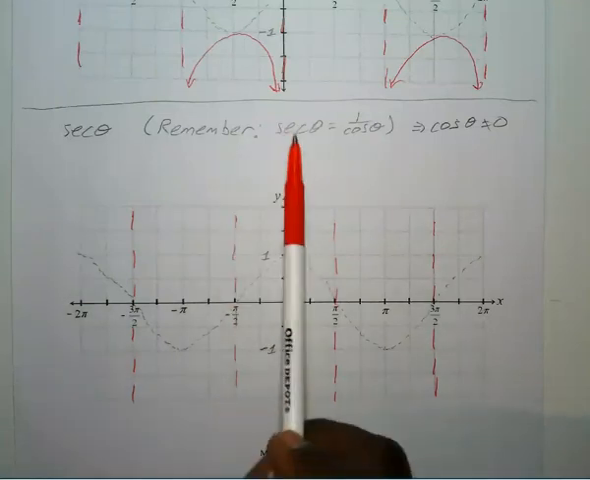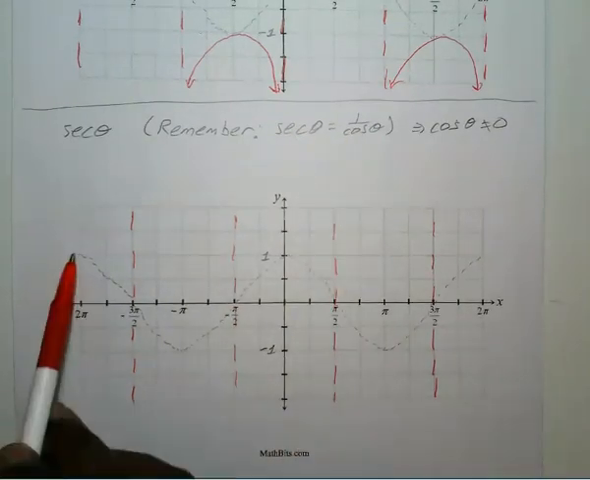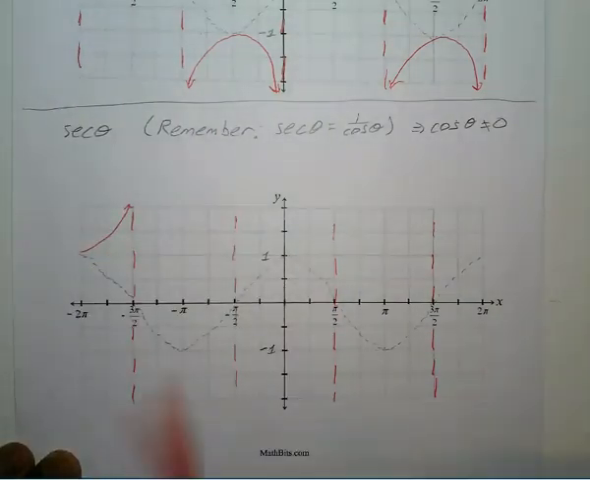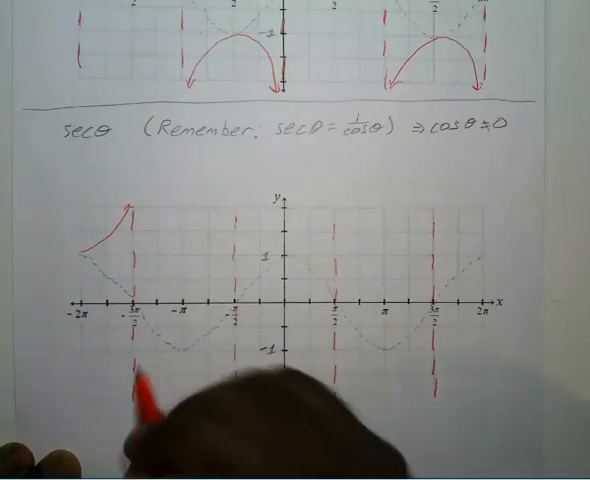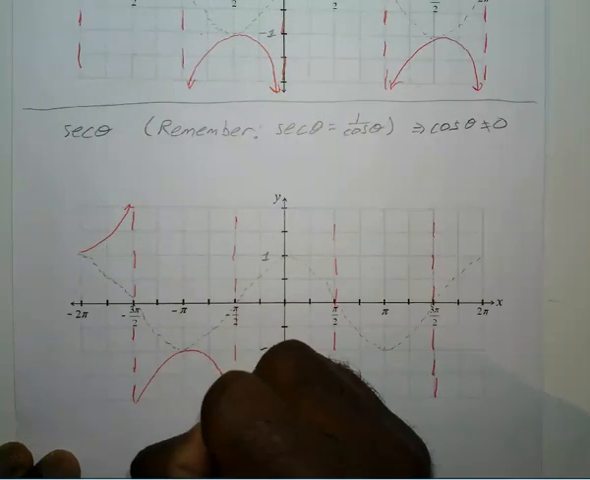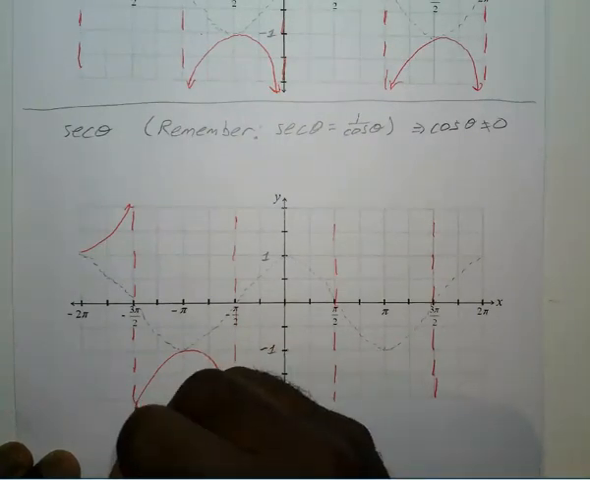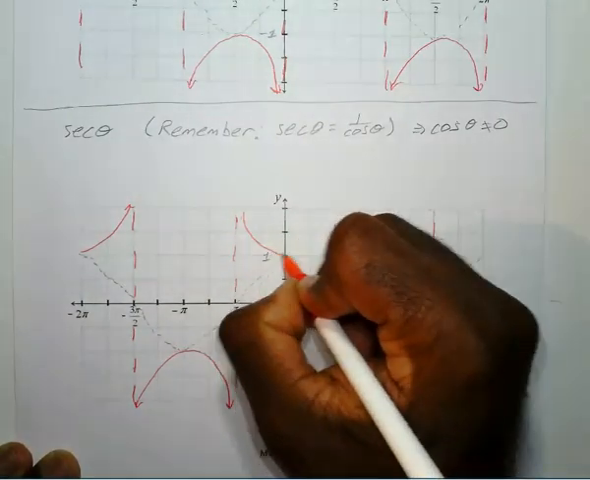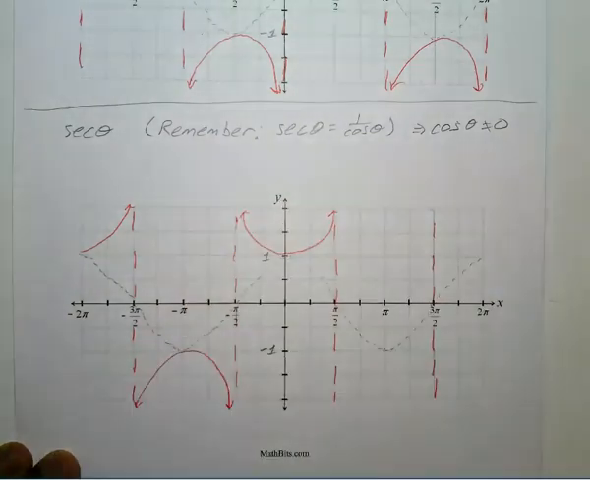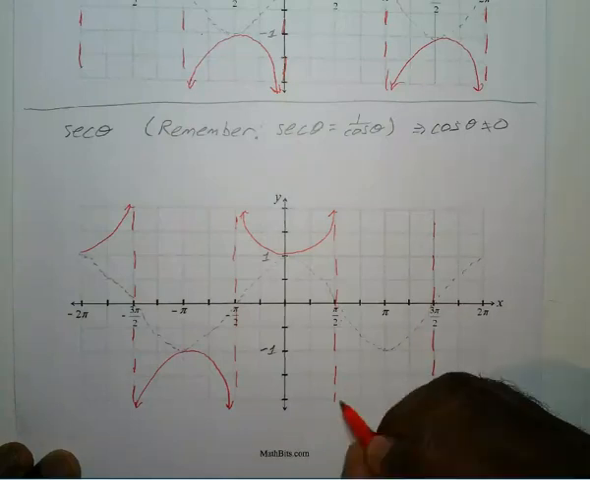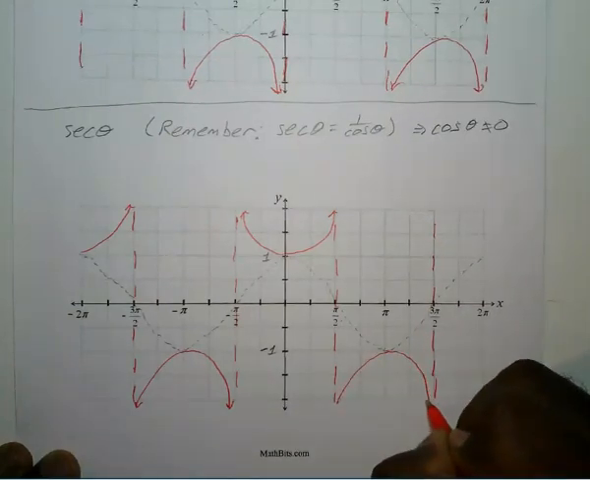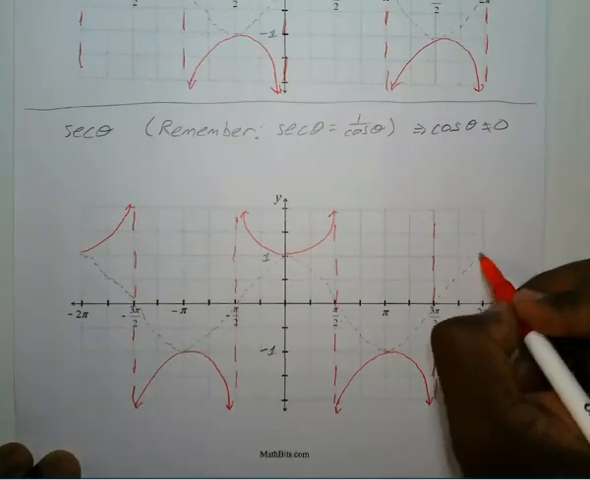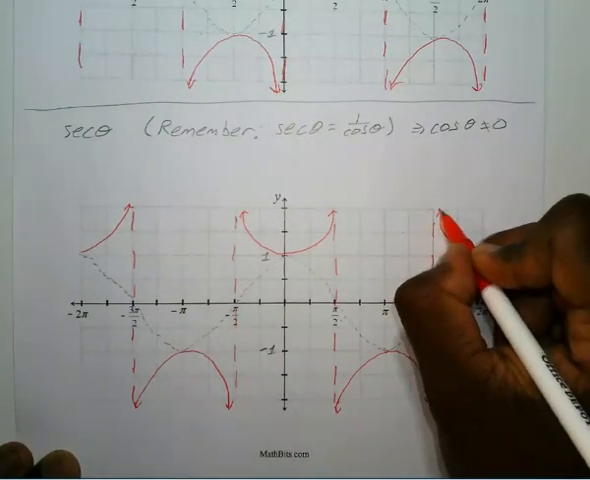Since secant is the reciprocal of cosine, for this interval, it's going to go in the other direction. Between negative 3 pi over 2 and negative pi over 2, it goes in this direction. Between negative pi over 2 and pi over 2, it goes in this direction. Between pi over 2 and 3 pi over 2, it goes in this direction. And from 3 pi over 2 to 2 pi, it flips in this direction.